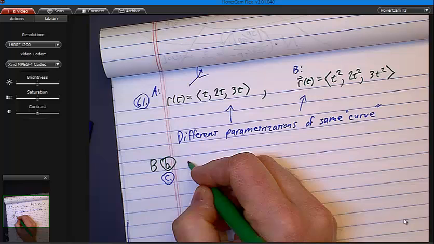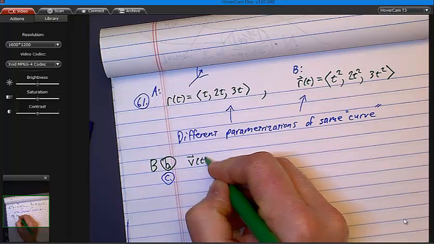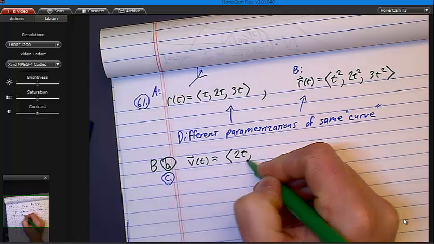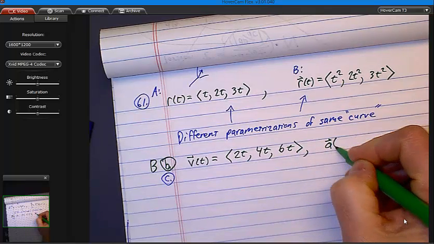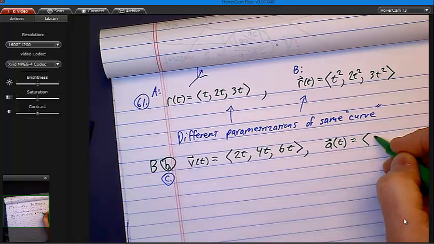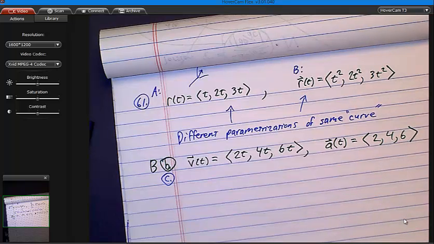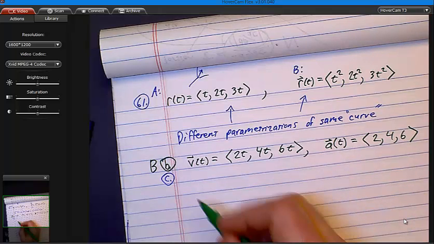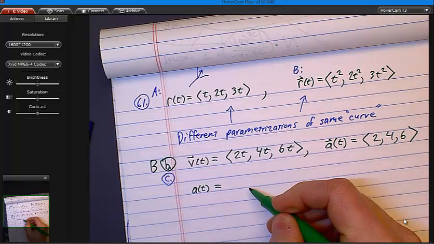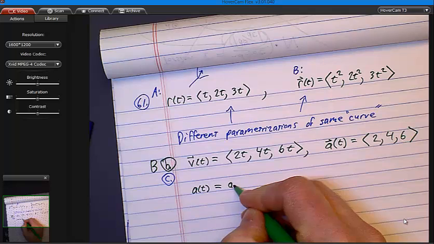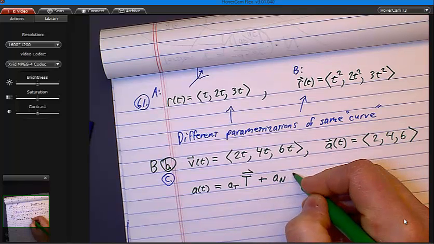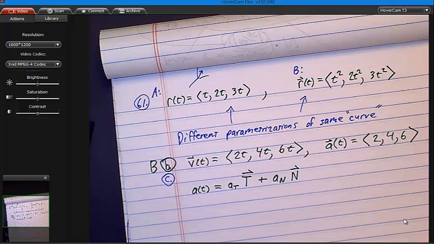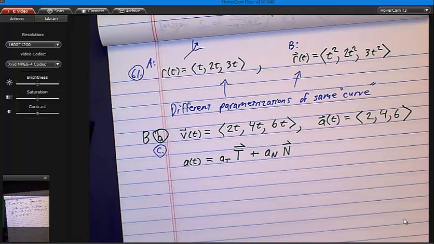So here we go. The velocity of t would be 2t, 4t, 6t. And the acceleration as a function of t would be the vector valued function 2, 4, 6. Beautiful. Okay, part C says, can you take that acceleration vector and write it as a scalar times the unit tangent vector plus a different scalar times the unit normal vector? And here's where I think a sketch is really instructive, so I'm going to go ahead and do it.